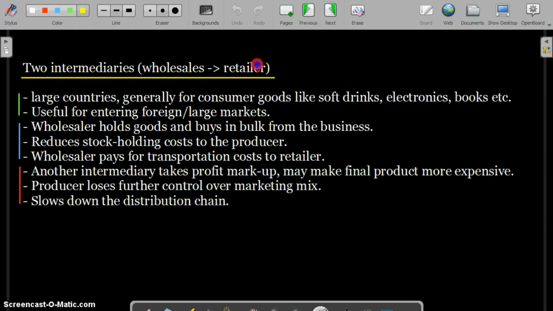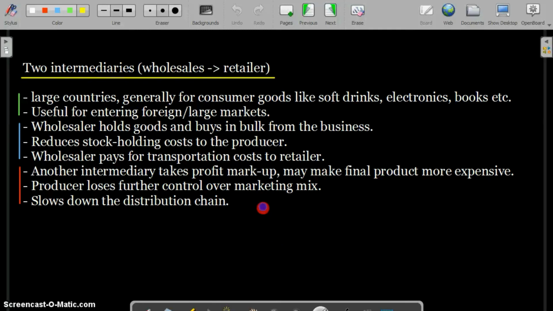So all the storage cost is borne by the wholesalers, not the retailers. So retailers usually don't increase the price. However, there's another intermediary now. There are two intermediaries, so there's a greater profit markup, and the final product can be more expensive.